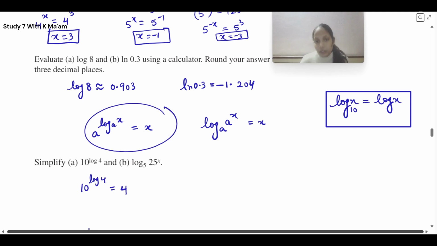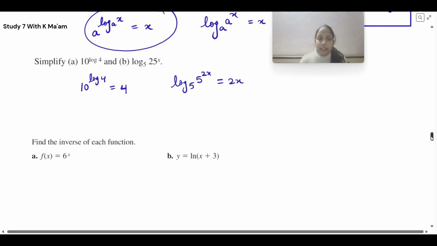If I look at this, log base 5 of 25 to the x. What is 25? 25 is 5 power 2. x is already there. So it is log base 5 of 5 power 2x. This gives you 1, so you are only left with 2x.